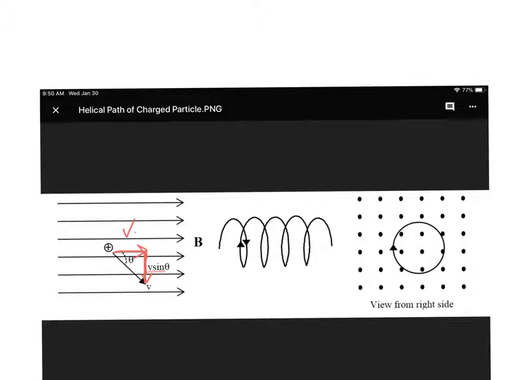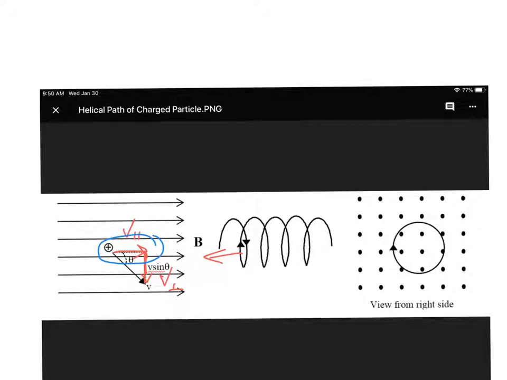So I'm going to call this V parallel, and this is V perpendicular. As you can tell, if you look at it from the end view, it would have a circular motion in that plane, but it's still got a component of velocity that's parallel to the B field that's unaffected by the B field.